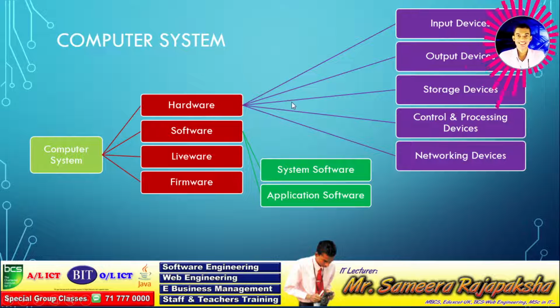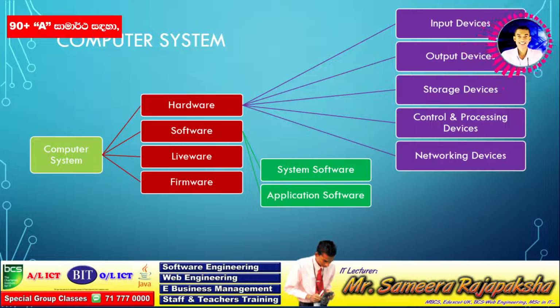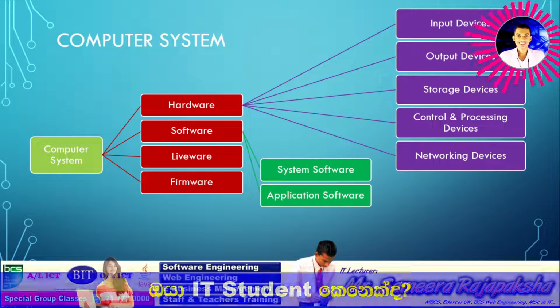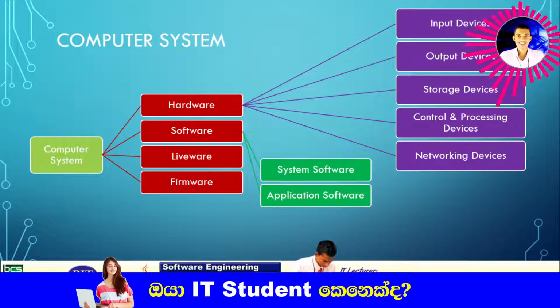Then we can divide hardware into basically 5 categories. Input devices: through the input devices, we can input data to the computer. Output devices: through the output devices, we can retrieve information from the computer. Storage devices: we can use storage devices to store data temporarily or permanently. We can use RAM as well. We can use hard disk, pen drive, CD, DVD devices like that.